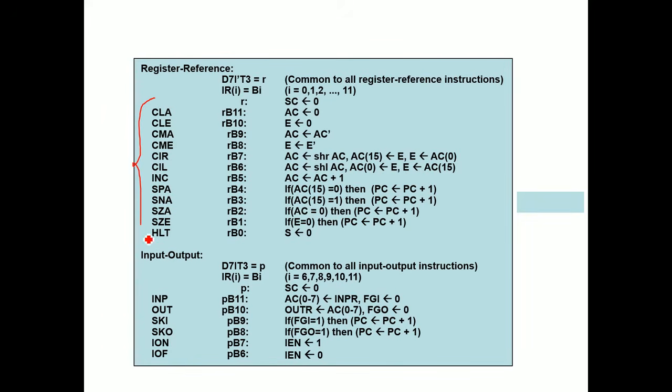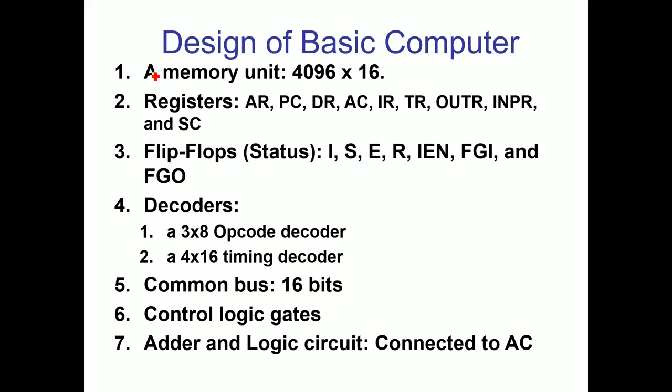These instructions are register reference instructions and these instructions are IO instructions. Now let's see about the design of a basic computer. In order to design the basic computer, we need to have a memory. Here the size of the memory is 4096 words, where each word contains 16 bits, and there are 16 registers.